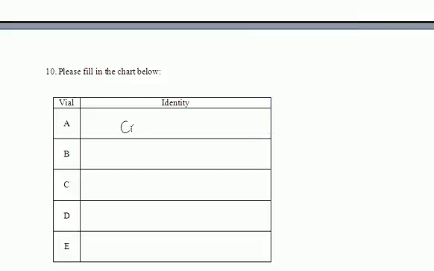So we know that vial A was COCl2. We know that vial B was NH4Cl. We know that vial C must have been the NaCl. We know that vial D was BaCl2, and we know that vial E was AgCl.